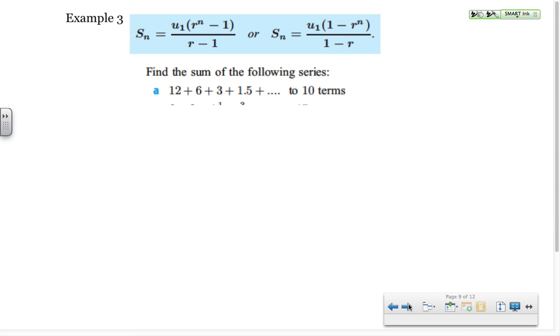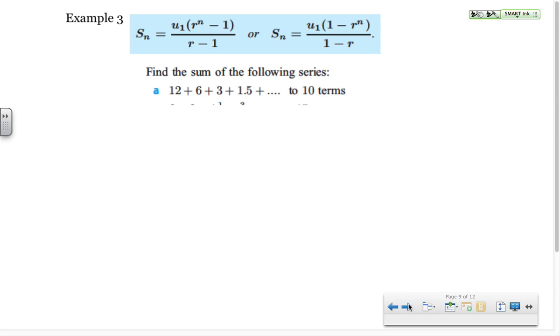Example 3. Okay, again, we're sitting in a situation where we have 2 different formulas. You'll notice they're almost identical. Okay, this one has r to the n minus 1 over r minus 1, and this is 1 minus r to the n over 1 minus r. So these are almost identical formulas. So in this case, it doesn't really matter which one I use. So I'm going to use the first one.